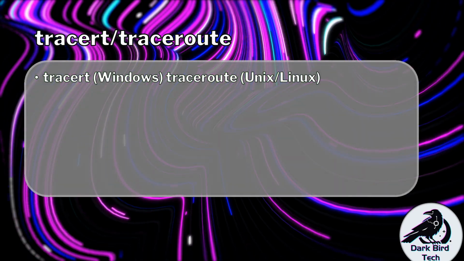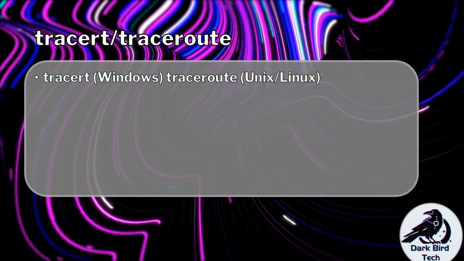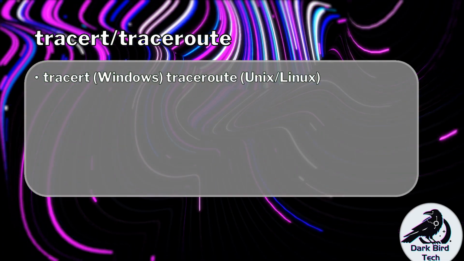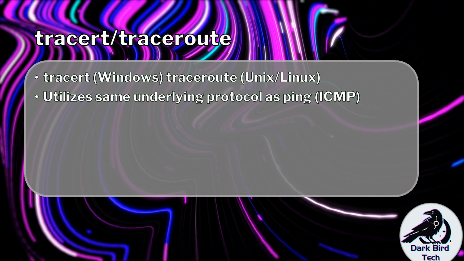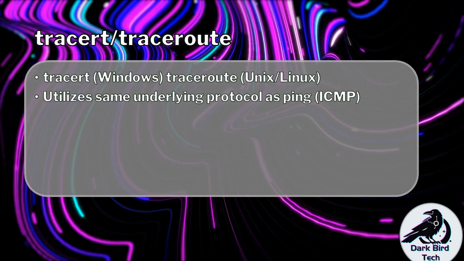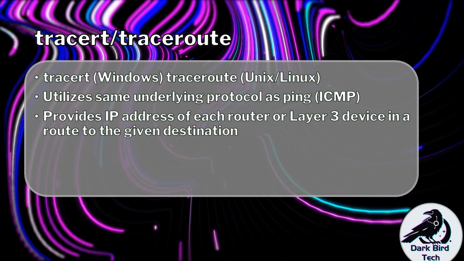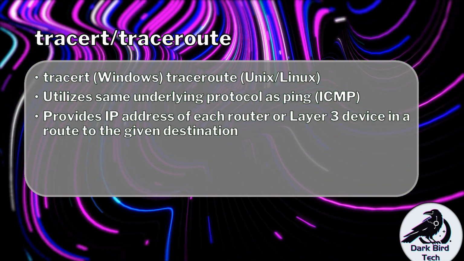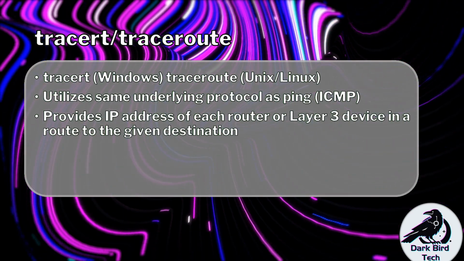Then you have tracert or traceroute, depending on the operating system that you are using. If you're using Windows, it's normally tracert, and if you're using Unix or Linux, it's normally traceroute, full word ROUTE. What's quite cool about tracert or traceroute is it's utilizing the same underlying protocol as the ping, which is ICMP. And the way it works is it gets us the IP address, sometimes the host name, of each router or layer 3 device in a route to a given destination.